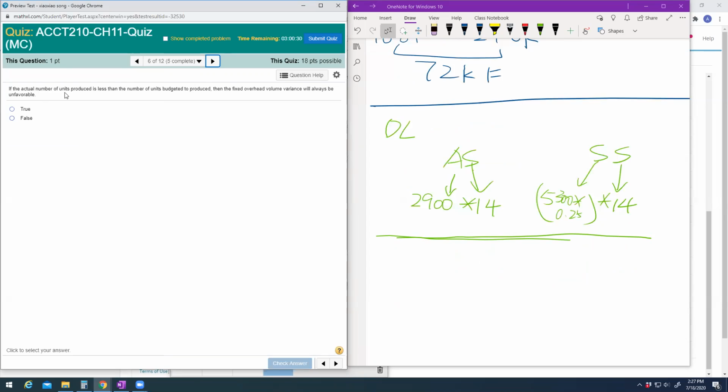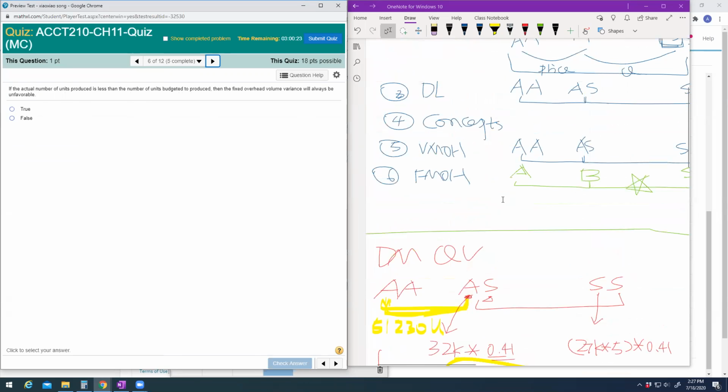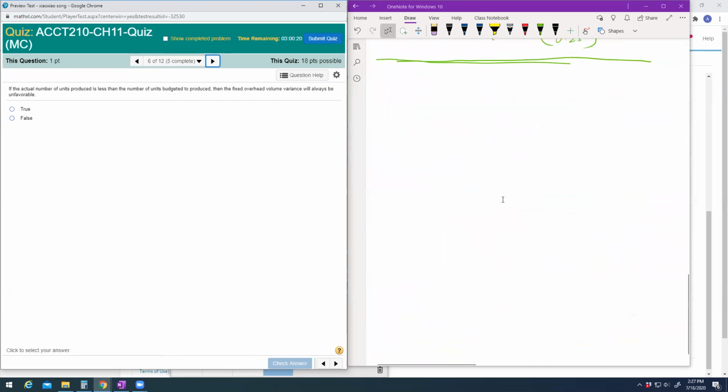Next one. If the actual number of units produced is less than the number budgeted to produce, then fixed overhead. Okay, so if your actual is less, you will have an unfavorable. Your fixed overhead volume variance will be unfavorable.